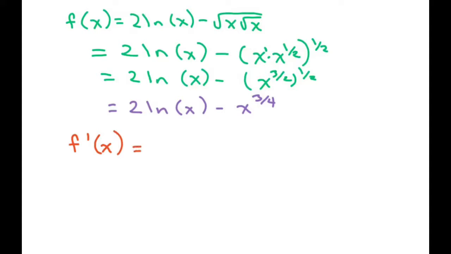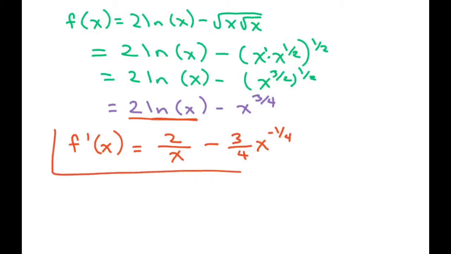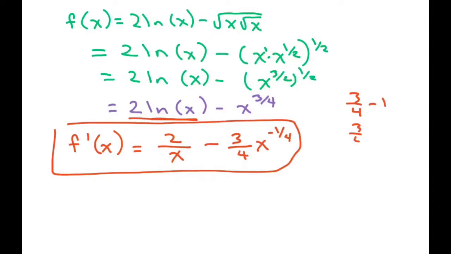Now based on my facts, this one's the easy part. That's just going to be 2, and the derivative of ln of x is 1 over x. So in this case it would be 2 over x minus, and just use your simple rules of differentiation. This would be 3/4 x. Subtract 4/4, that would be minus 1/4. And that would be your final answer. You're just taking 3/4 minus 1, which is 3/4 minus 4/4.